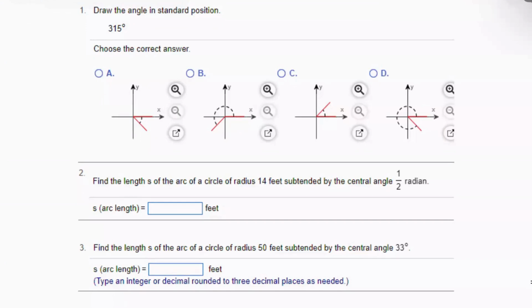This is a review of test 1, test 2, and test 3. So let us go ahead and start.